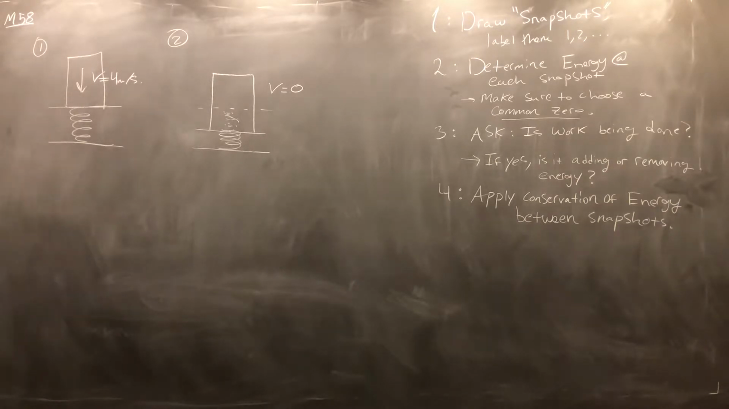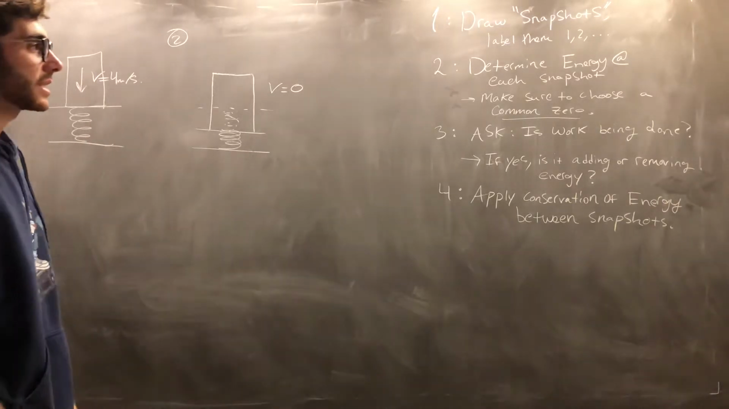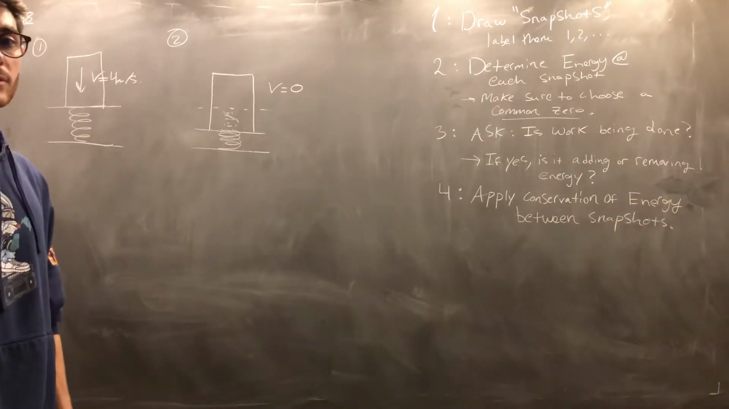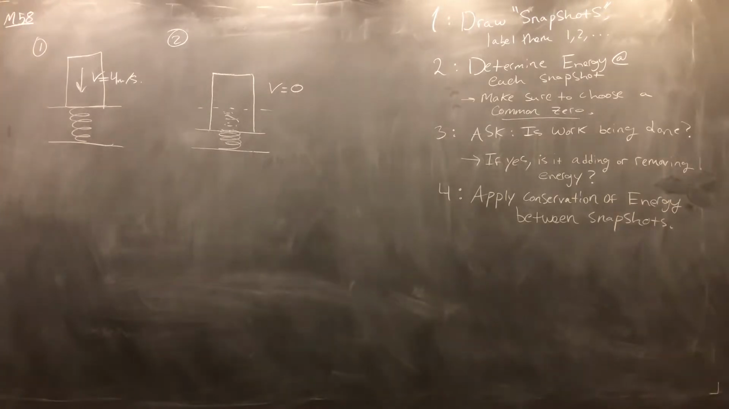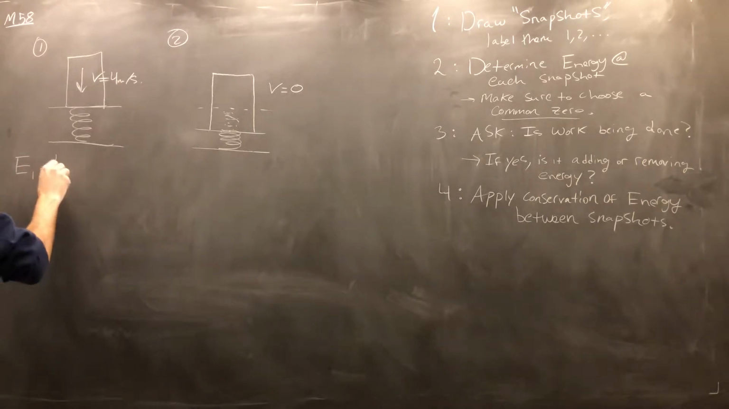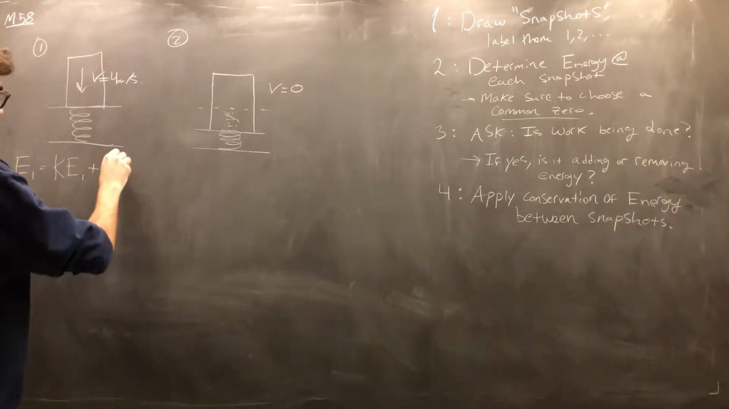Okay, we've drawn some pictures, and we've got an idea of what's going on with the system. So the next thing to do is to determine the energy at each snapshot, with the caveat that we should make sure to choose a common 0. In general, the energy at 1 and 2, but let's start with 1, is going to be a kinetic piece, which I'll call KE1, and a potential piece, PE1.